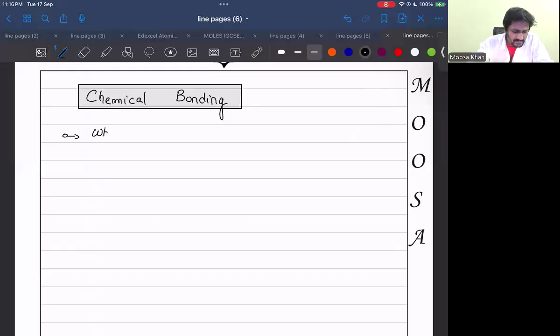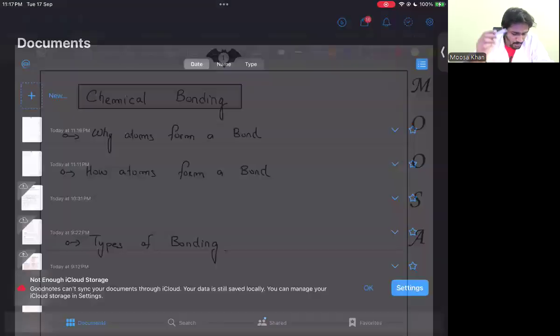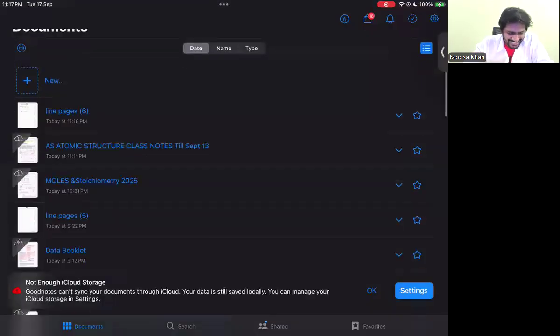Why atoms form a bond, then how atoms form a bond, and type of bondings. So right now we are starting from the first type of bonding, that is ionic bonding.